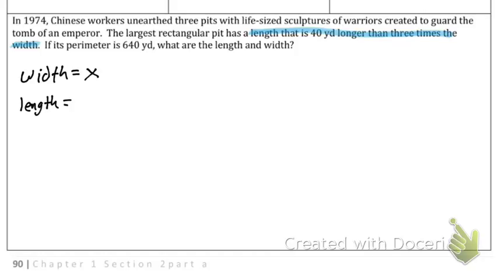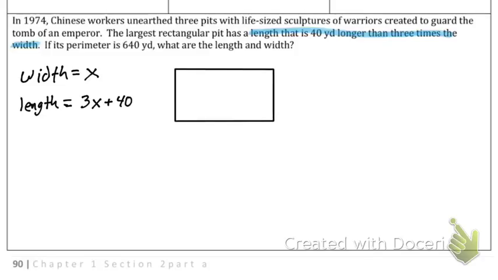Now I know something about the length. The length is 40 yards longer than 3 times the width. So if I multiply the width by 3, that'd be 3x, and I add 40 to it, that would get me my total length. So right now we have a rectangular pit that has a width of x and a length of 3x plus 40. That matches the sentence. My length is 40 yards longer than 3 times my width.